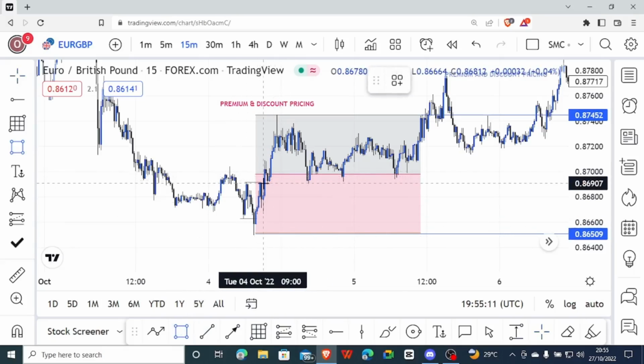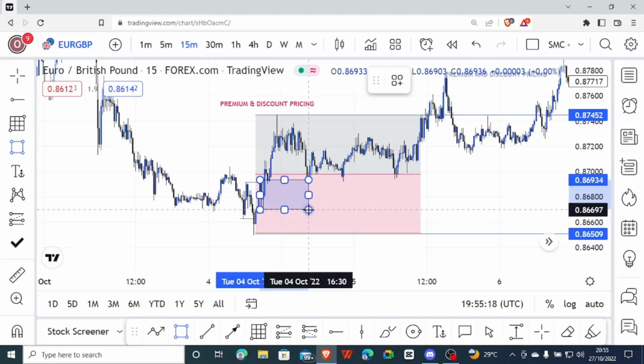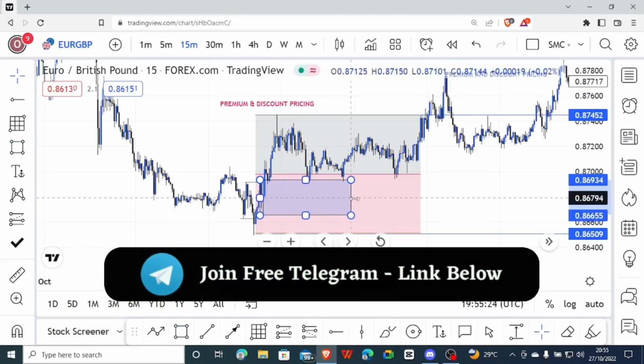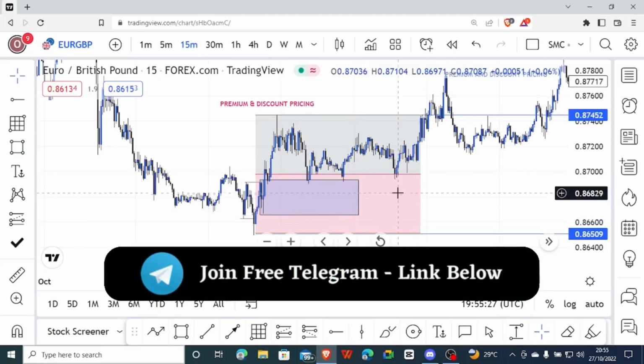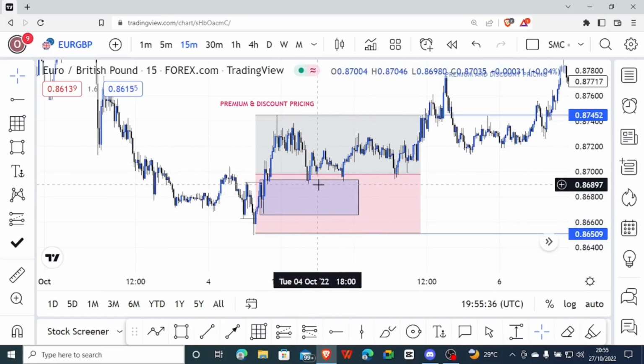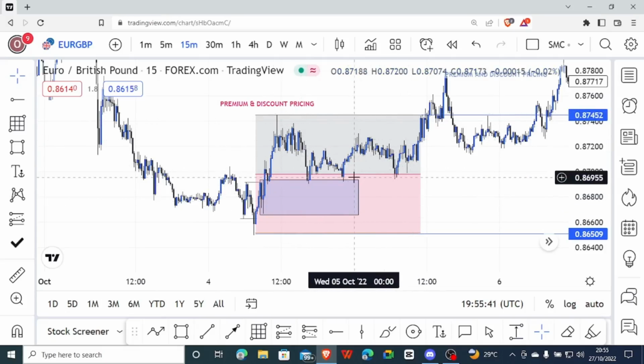Always look for the extreme OB inside of your premium or discount zone. It is much safer to look for that kind of OB. So as you can see, here is your OB. You can refine this OB on your lower time frame, like the 1 minute. So as you can see, price retraced into that discount zone and soared higher. So that's the first example.